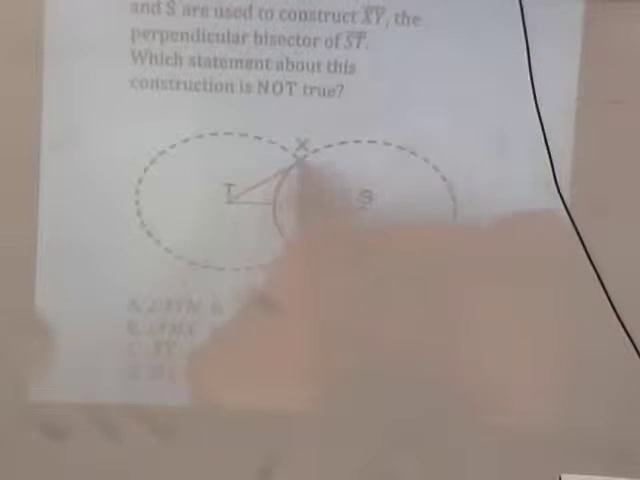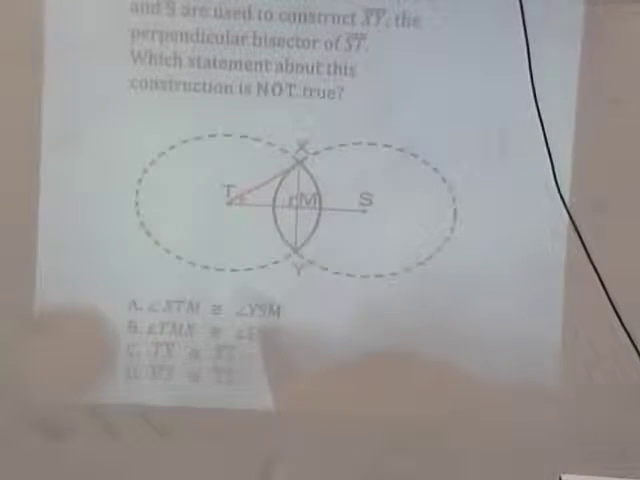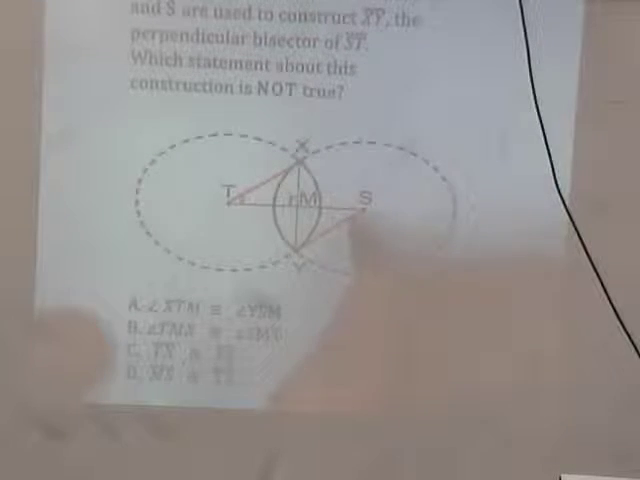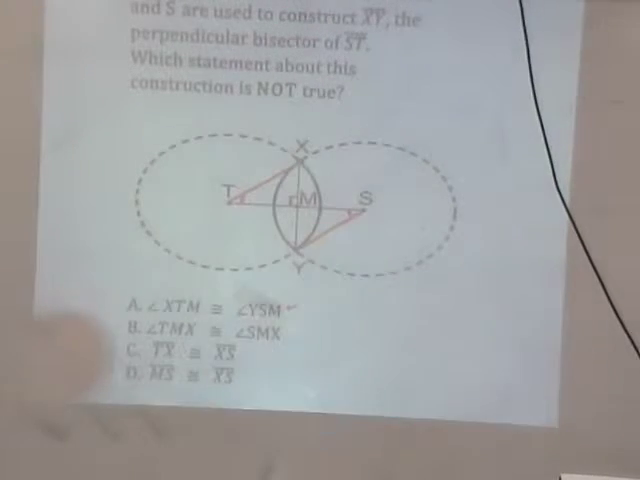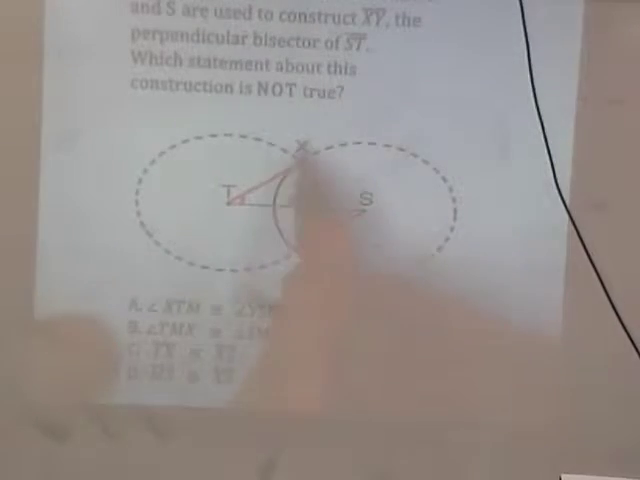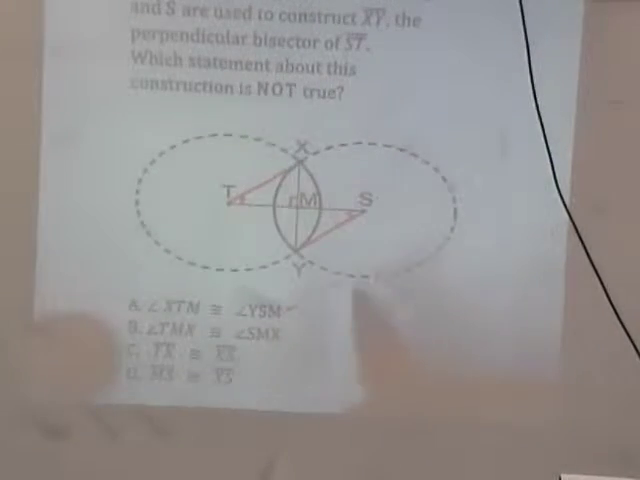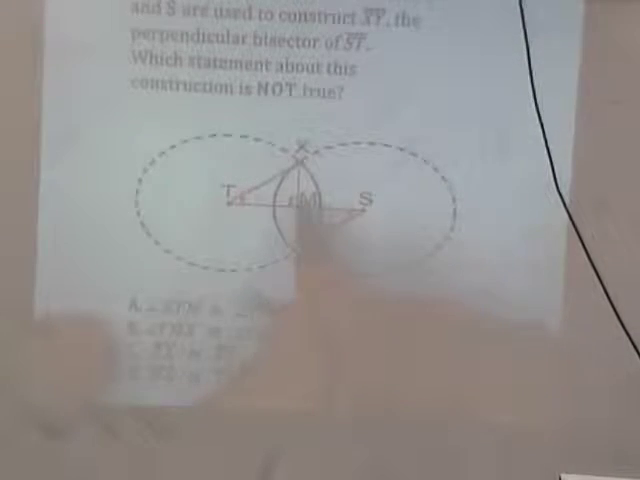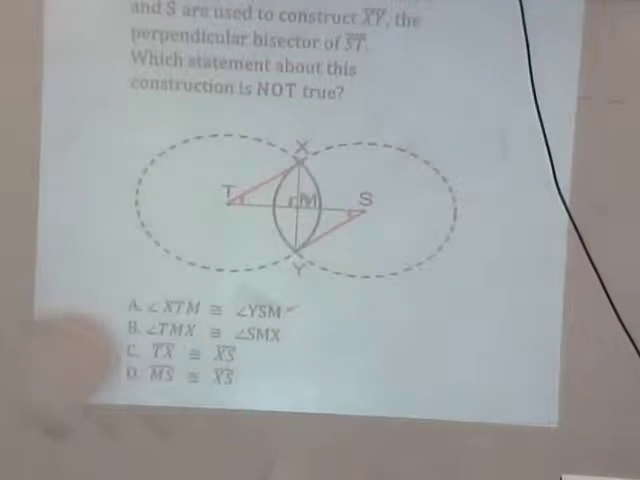Angle XTM. They're talking about this angle right here. Is that congruent to angle YSM? So if we do this, yes, those are congruent. That one's okay. TMX, the 90-degree angle, is that congruent to SMX? This angle over here. They both have to be 90 degrees, right? So that one's okay.